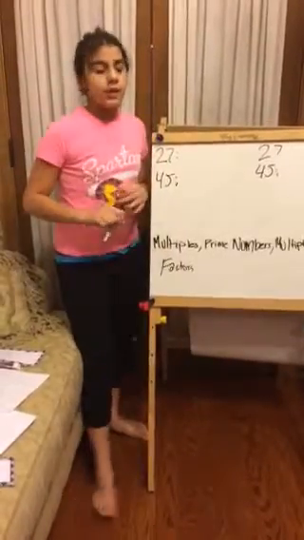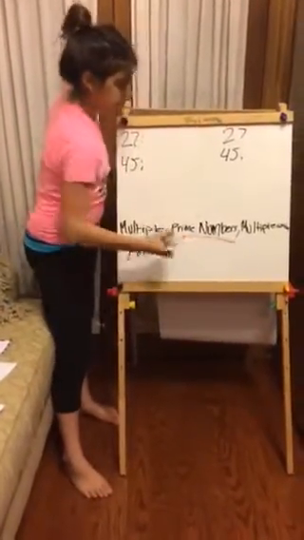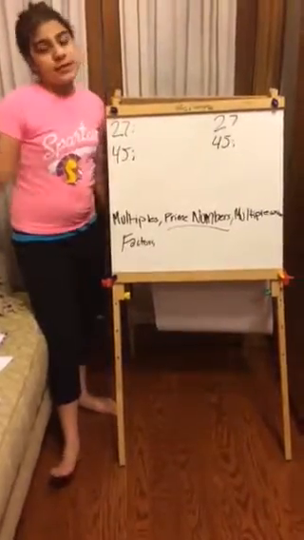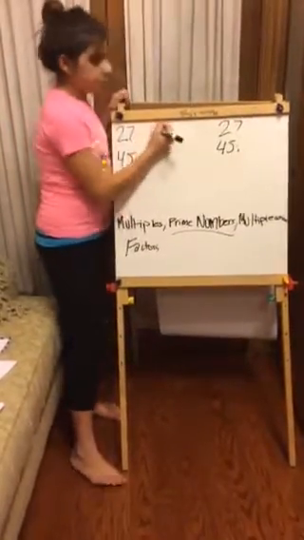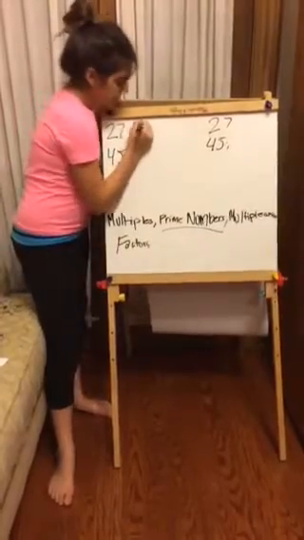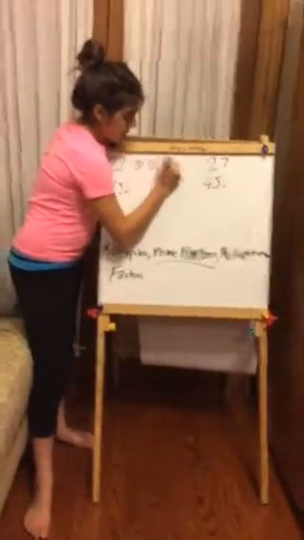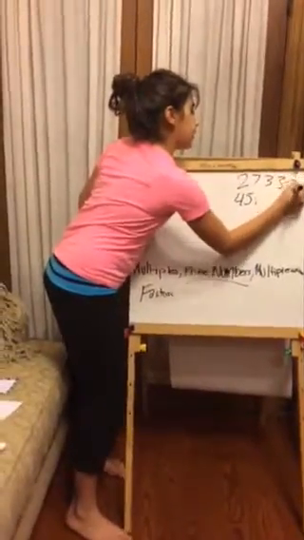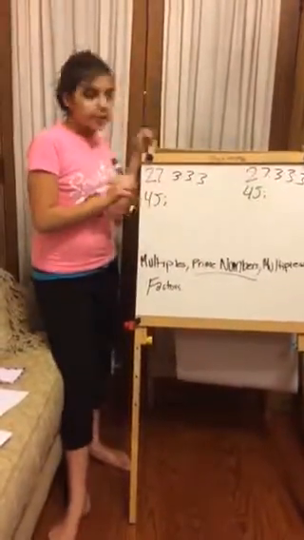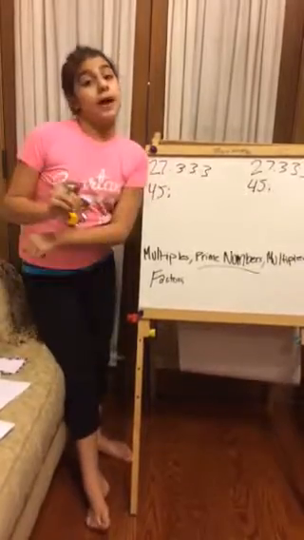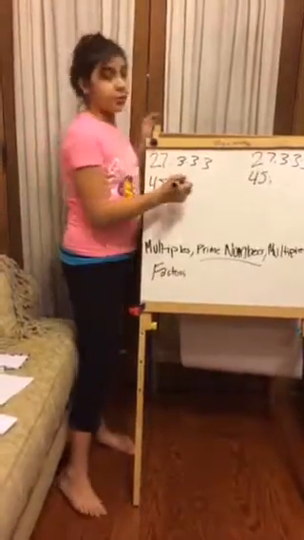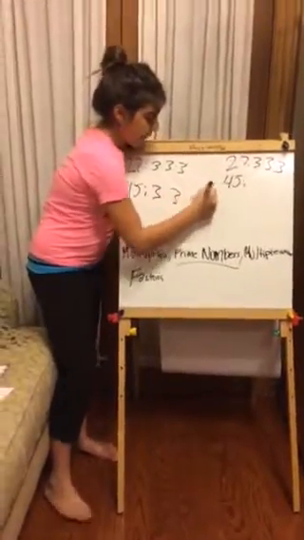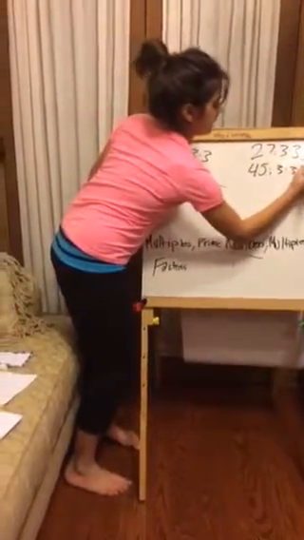27. First, you have to find the prime numbers of 27. So 9 by 3 is 27, but 9 is not a prime number, but 3 by 3 is. So 3 by 3 by 3. Okay, same with 45. 9 by 5 is 45, but 9 isn't a prime number. 3 by 3 is, so 3 by 3 by 5.